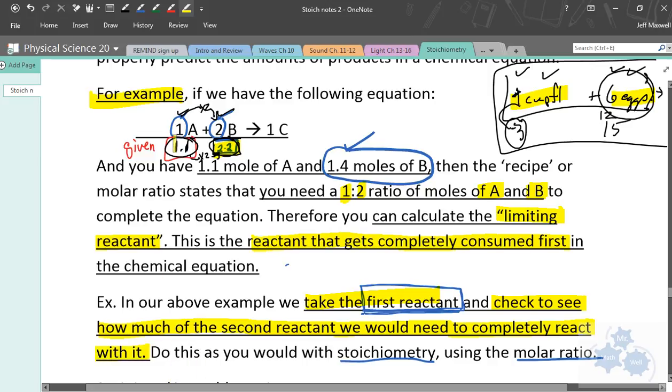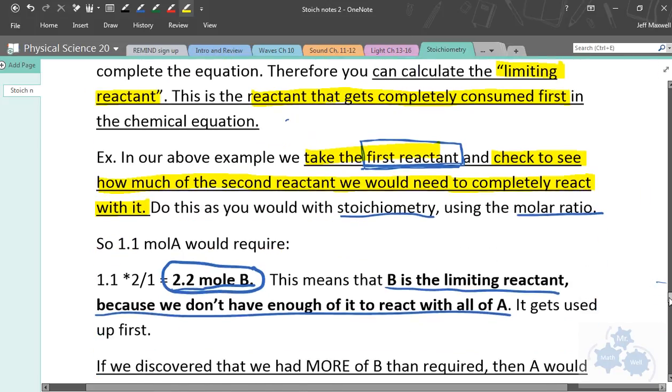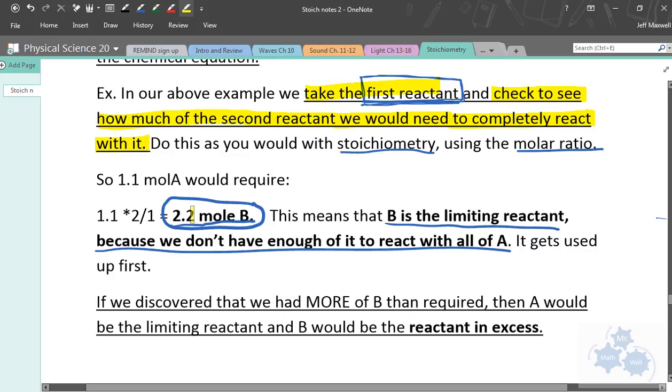And that's what I did here. I have 1.1 of A. I need 2.2 moles of B according to this ratio 1 to 2. Does that make sense? 1 to 2 is the same as 1.1 to 2.2. So you check to see how much you would need. And in this case, of course, we calculate here that we need 2.2 moles of B.